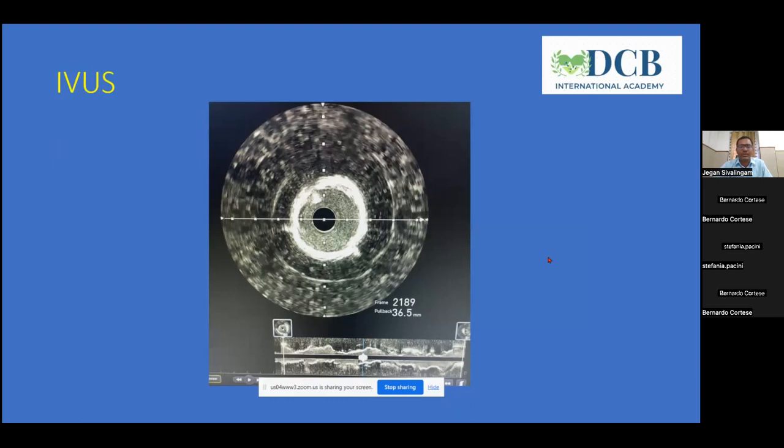So this is a still image of the IVUS. Here we can see the 360-degree concentric thick calcium, and here in the longitudinal view we can see it's like the whole vessel is lined with a thick calcium. So we can see here, it's fully calcific.